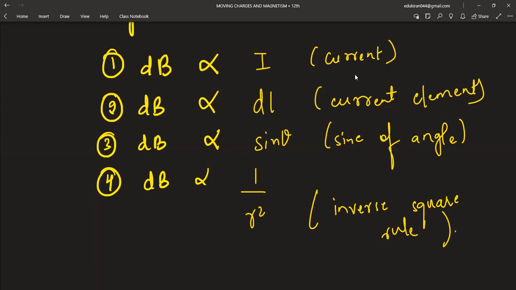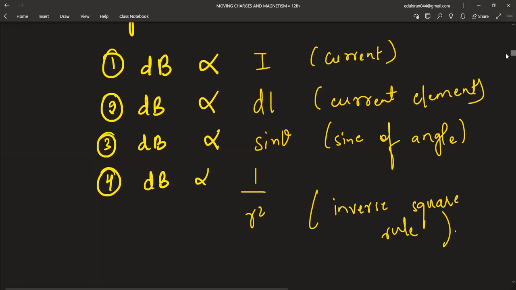All right, so 4 points, I'm repeating. Once, dB is directly proportional to the current. Secondly, dB is directly proportional to the current element. Third, dB is directly proportional to sine theta. Fourth, dB is inversely proportional to the square of the separation, which is the position vector. So 4 points we have over here.